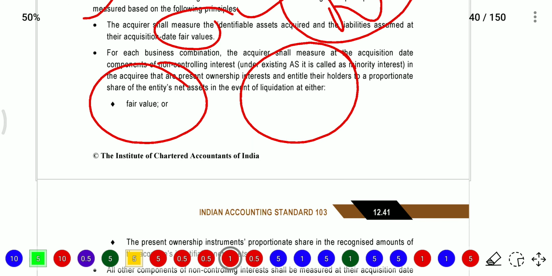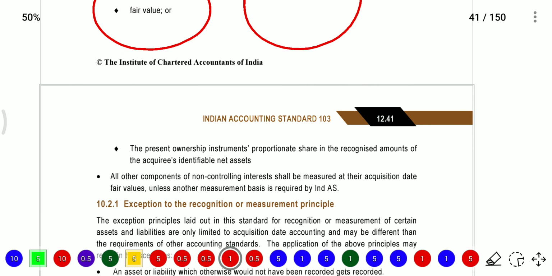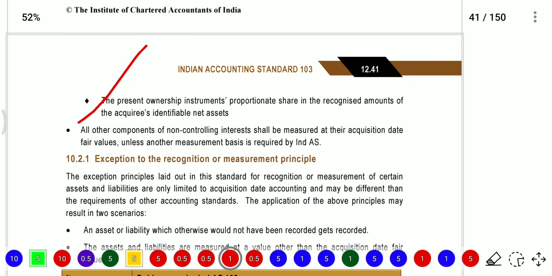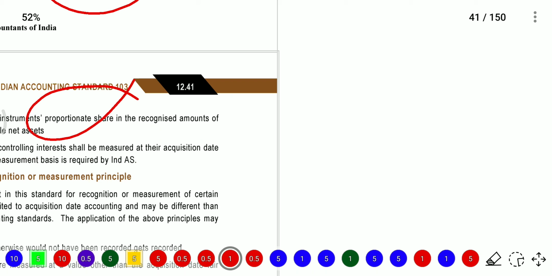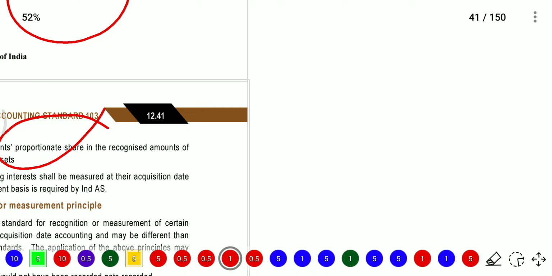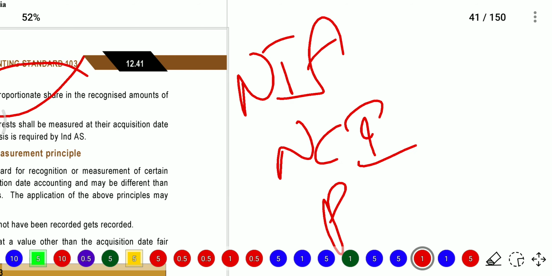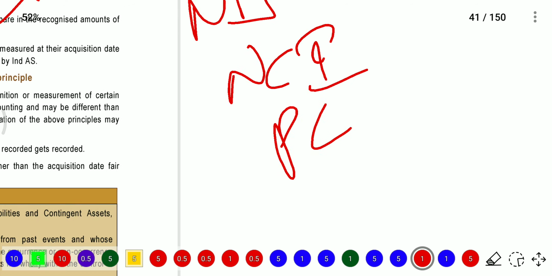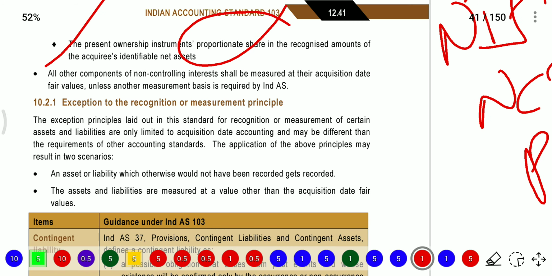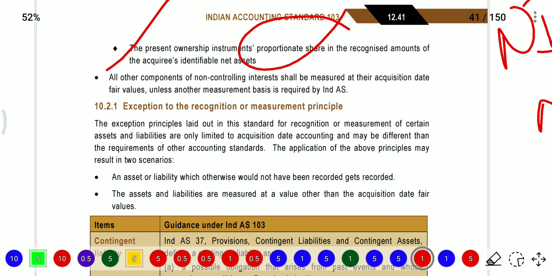In the event of liquidation of net assets, it is either at fair value or the present ownership instruments' proportionate share in the recognized amount of the identifiable assets. So for the purpose of calculation of goodwill we will consider net identifiable assets, non-controlling interest, and purchase consideration. If you have any previously held interest we will also consider that. And for that they provided some exceptions.